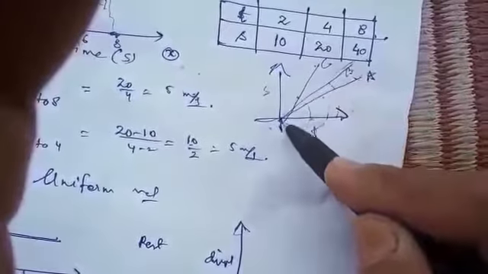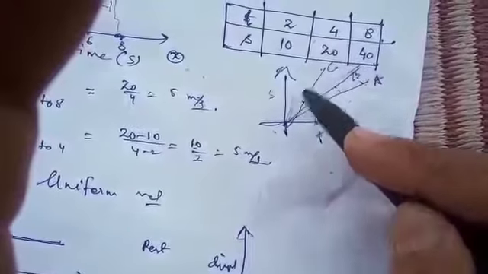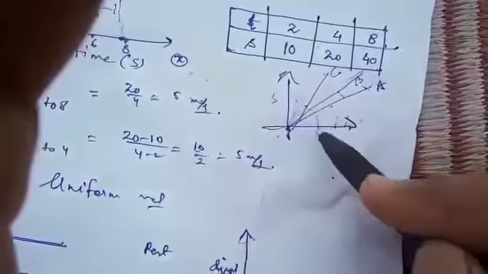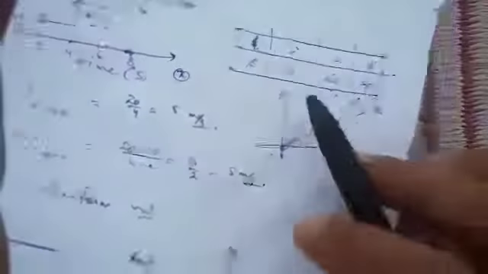See, this is the graph of another body. It will have maximum velocity among the three. So the steeper the slope, that means the steeper the angle, the greater will be the velocity of the body.